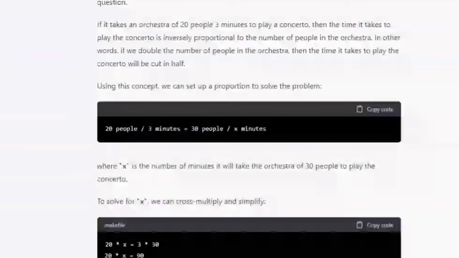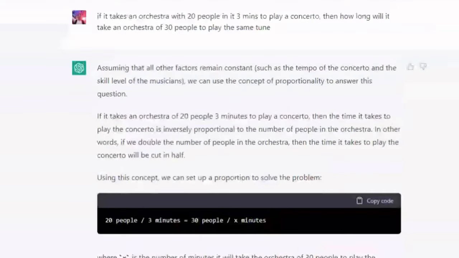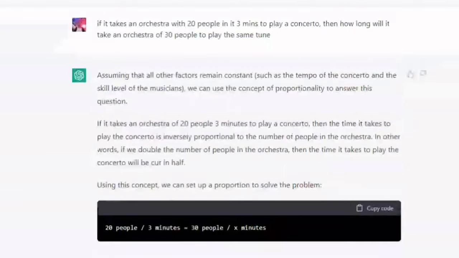Yeah. The thing is, I thought I was actually being quite generous, because I said it's an orchestra playing a concerto or a tune. I was hoping, deep in my soul, that it would get it right and recognize that orchestras play songs. Songs have fixed lengths. Yes. When I saw it spitting out, assuming all the other factors remain constant, like the tempo and the skill level of the musicians, I was hoping it was about to tell me it would be the same amount of time, but no. Yes, of course. But that was proven wrong.